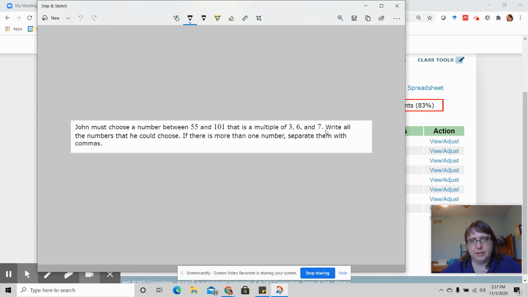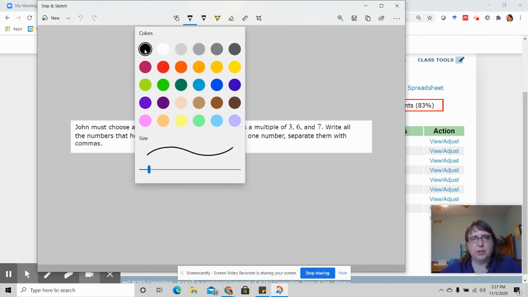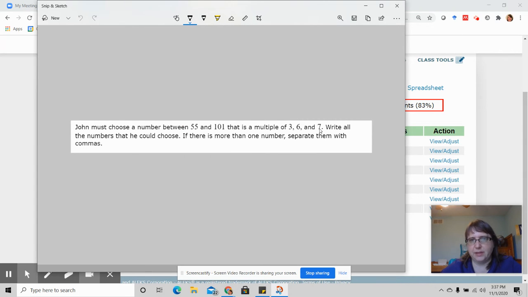That's a multiple of 3, 6, and 7. I see a lot of you are listing multiples, and that's fine. But if you're going to do that, start with the multiples of 7, the highest number, and then check the other two. So after 55, the next multiple of 7 is 56. And also, we should be smart here because anything that 6 goes into, 3 will also go into. So I really just have to check 7 and 6.